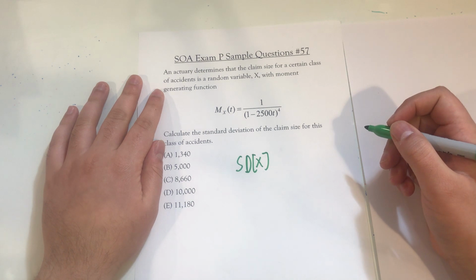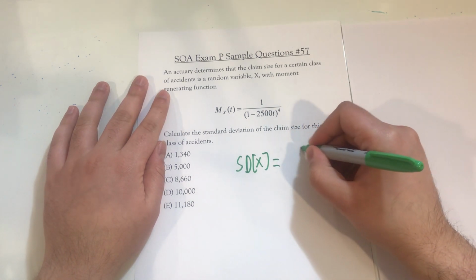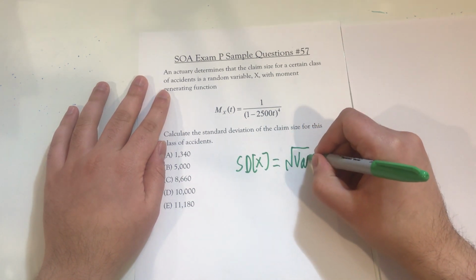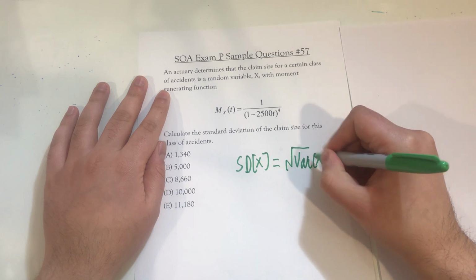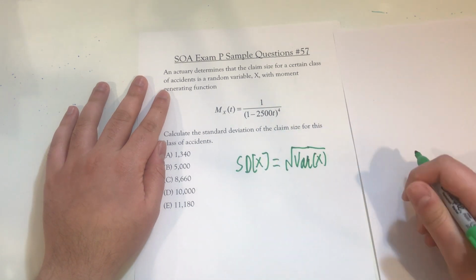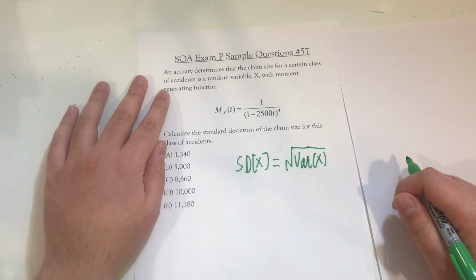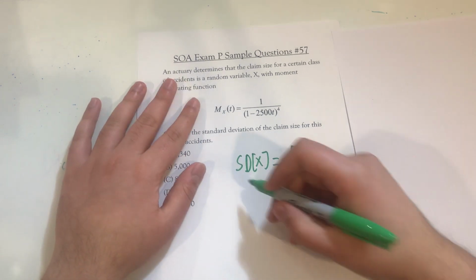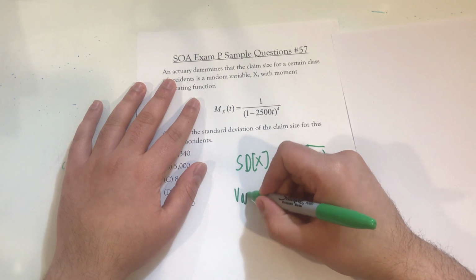Now, what is standard deviation? Well, standard deviation is the square root of variance. So if we find the variance, we can find the standard deviation by taking the square root. So how do we find the variance? Well, what is the variance equal to?